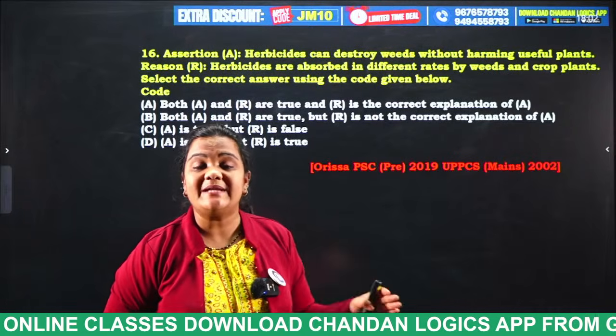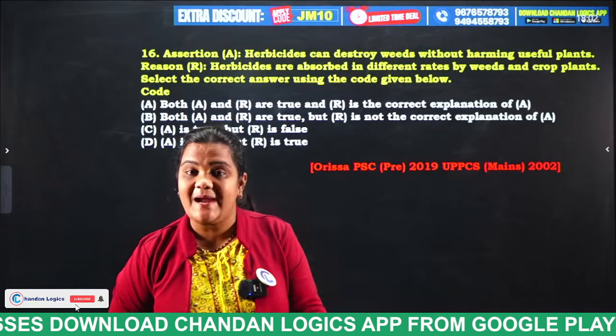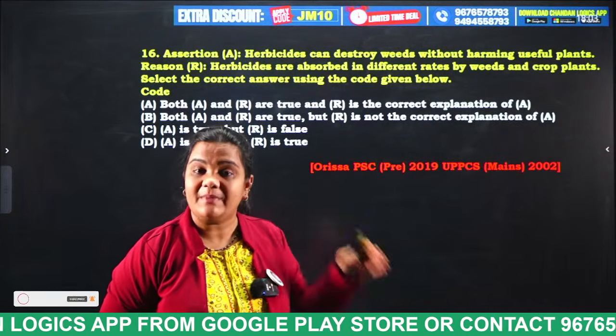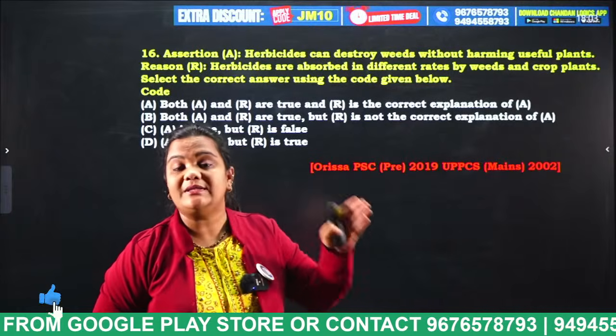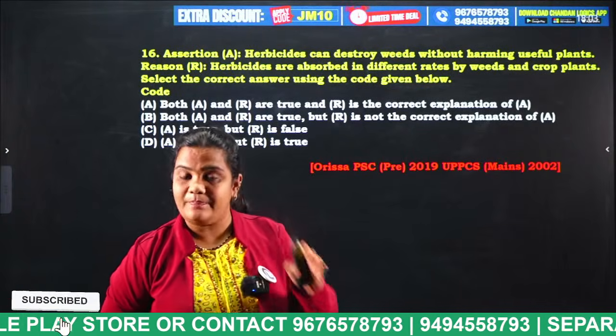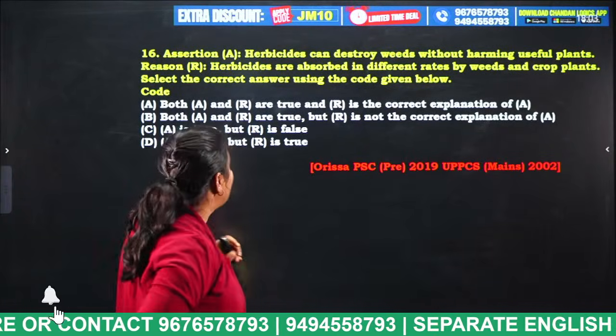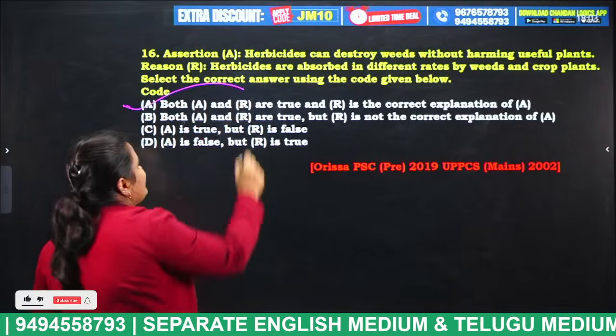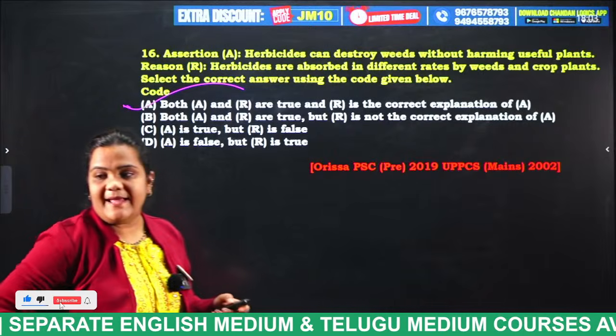Herbicides will only destroy the weed plants but not the crop plants. So they will set a limit which can destroy only the weed plants but not the crop plants. So what is the answer for this question, students? Both A and R are true and R is the correct explanation for A. Clear? Next question.